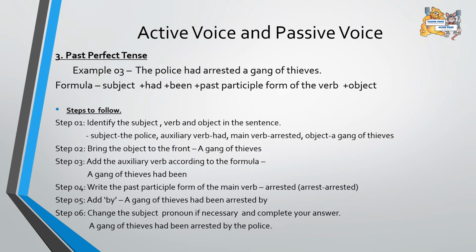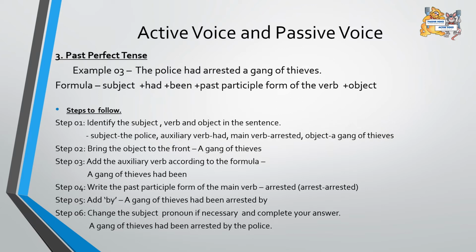Children, now we are going to talk about the sentences in past perfect tense. The example is: The police had arrested a gang of thieves. This sentence is in past perfect tense. The passive voice formula of past perfect tense is subject plus had plus been plus the past participle form of the main verb plus the object.